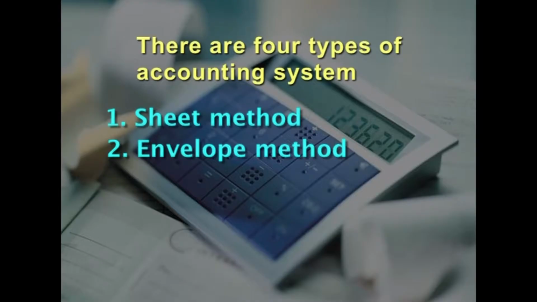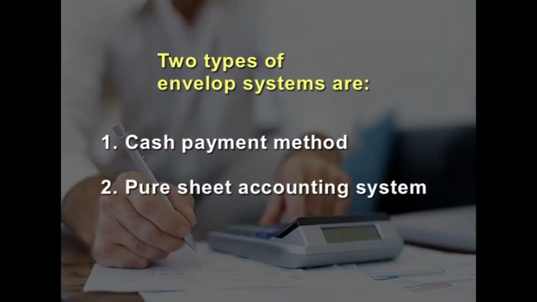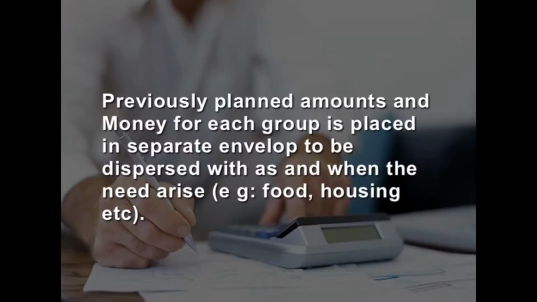The second one is envelope method. Two types of envelope systems are possible here. They are cash payment method and the second one, pure sheet accounting system. In cash payment system, money is divided into previously planned amounts and money for each group is placed in a separate envelope to be dispersed as and when the need arises.